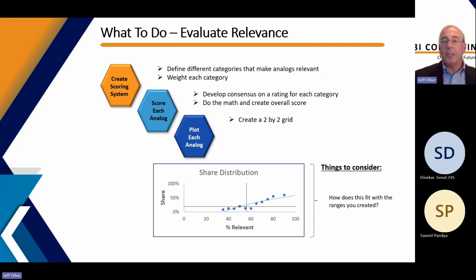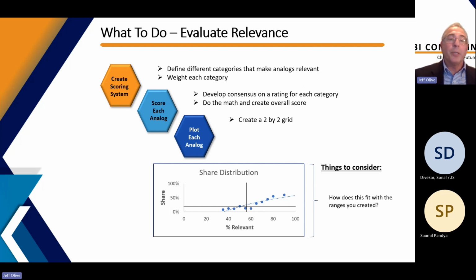And so here the x-axis is how relevant it is. 100% relevant means it's that unicorn, that perfect analog that doesn't exist. And then, of course, your share on the y-axis. And so here what we're saying is that as we get more and more relevant, the shares get closer to a 50 or 60% share.